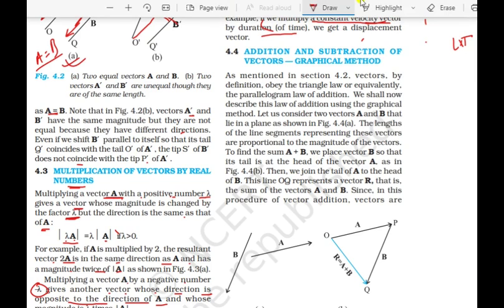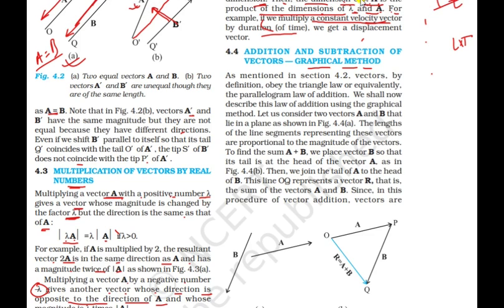So now addition and subtraction of vectors, graphical method, not analytical method. We will read the graphical method. So what we have learned previously: position vector, displacement vector, then equal vectors, unequal vectors, and then multiplication of vectors by real numbers.